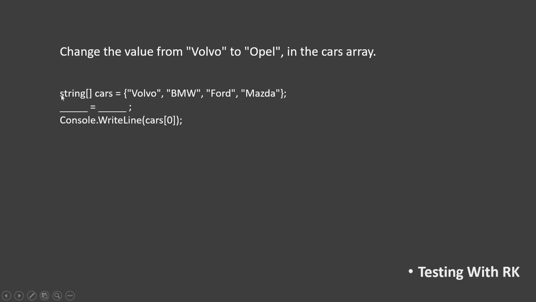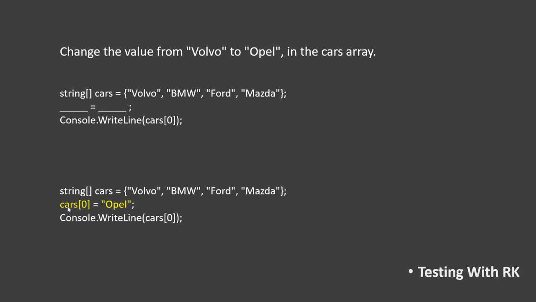Next question: change the value of Volvo to Opel in the cars array. I have got the array called cars, which is holding the makers of the car industry: Volvo, BMW, Ford and Mazda. I want you to change Volvo to Opel. So fill in the blank, write a piece of code here which will change the value of Volvo to Opel. Pause the video, write your answer, and when you're ready, play it again.